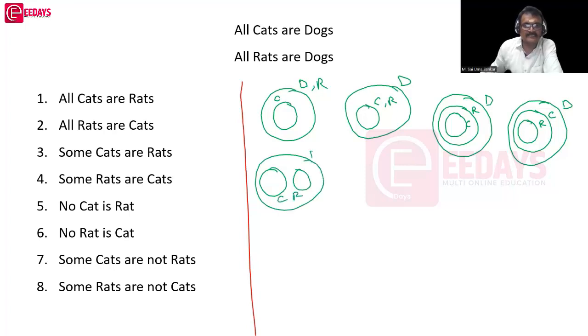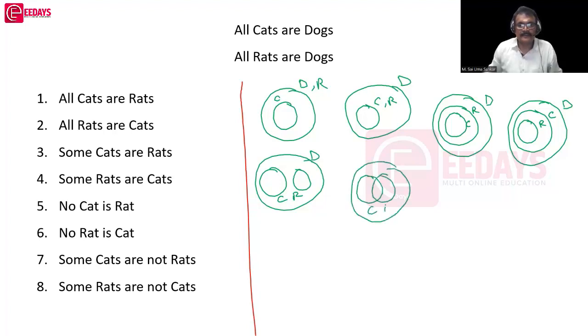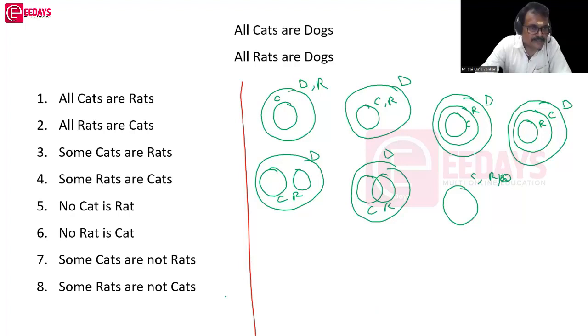Cats, rats, dogs. This is also valid. All are unique. You said all. Suppose all are equal sets. All the three sets are equal sets. Then what happened?